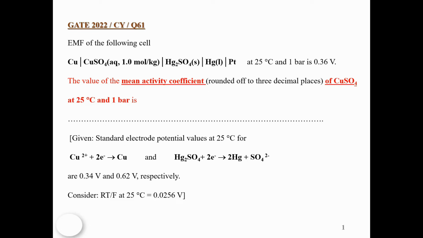The given details are the EMF of the cell, which is 0.36 volt, and the standard electrode potentials for copper and mercury sulfate, which are 0.34 volt and 0.62 volt respectively.